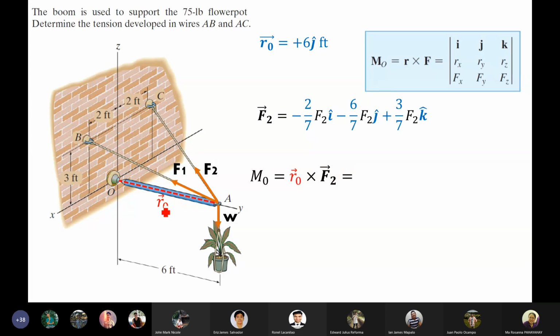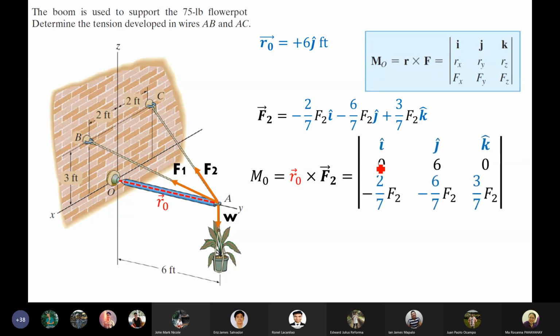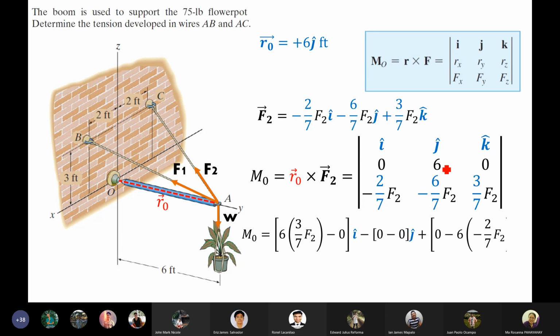So what is r times F2? That is 0, 6, 0. And for the value of F2, that is negative 2 over 7 F2, negative 6 over 7 F2, and 3 over 7 F2. Now we will solve. Cover this one: 6 times 3 over 7 F2 minus 0, that is i hat. Cover this, that is 0 and 0, so it is just 0. Then cover the k, so 0 minus this, then negative 6 times 2 over 7 F2 k hat.